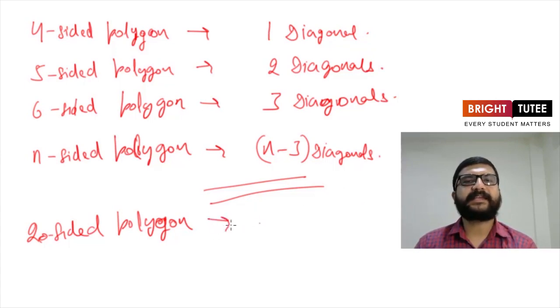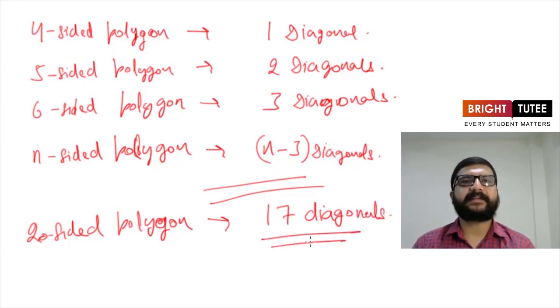So basically this is just n minus 3 diagonals. It is a 20-sided polygon, so it will be 20 minus 3, that is 17 diagonals that can be drawn from any vertex of this 20-sided polygon. So it is 17 diagonals. This is how we can use algebraic expressions for geometrical patterns also.